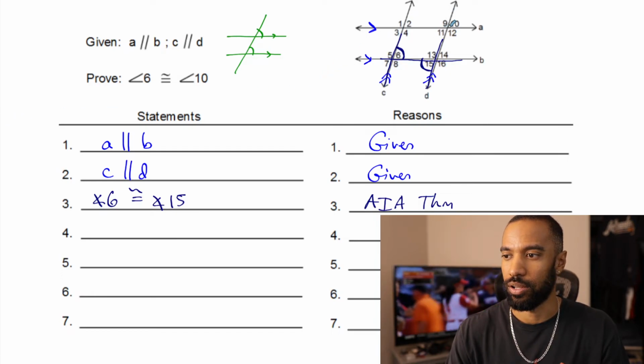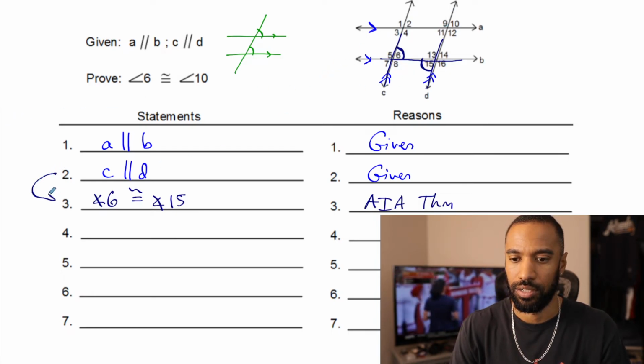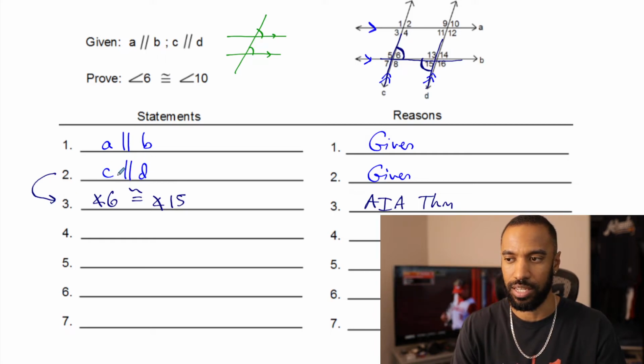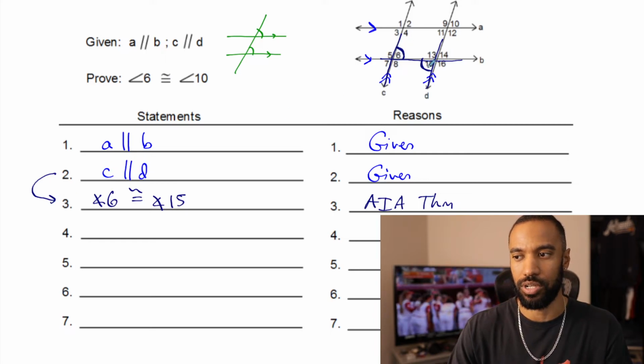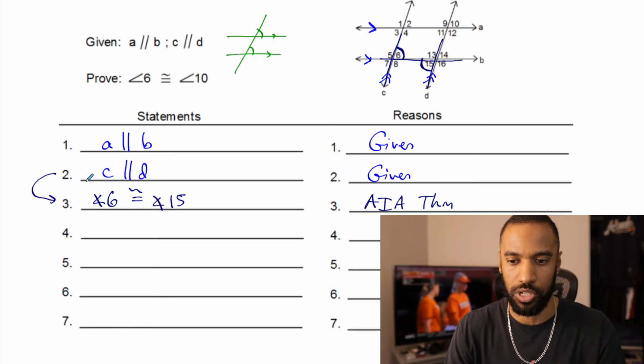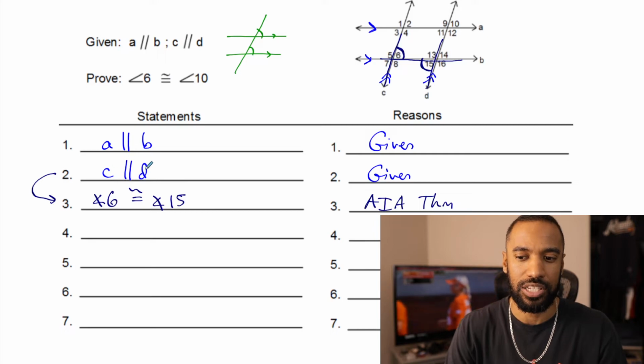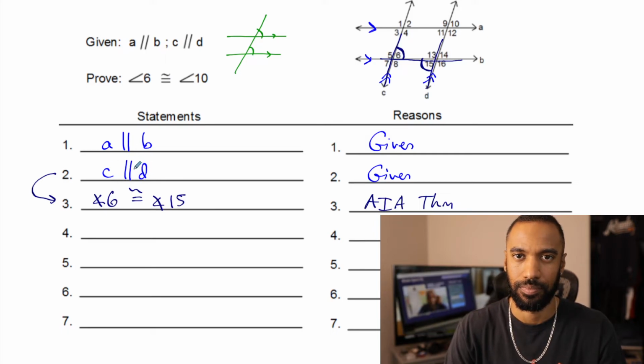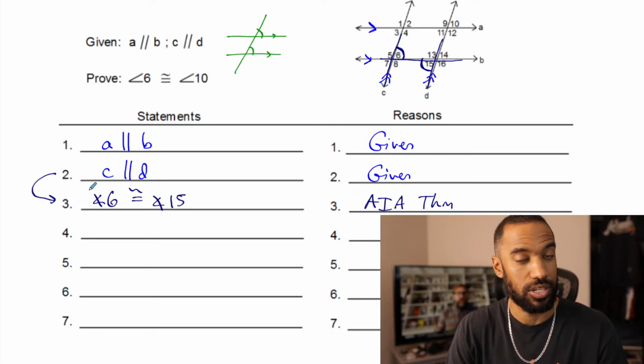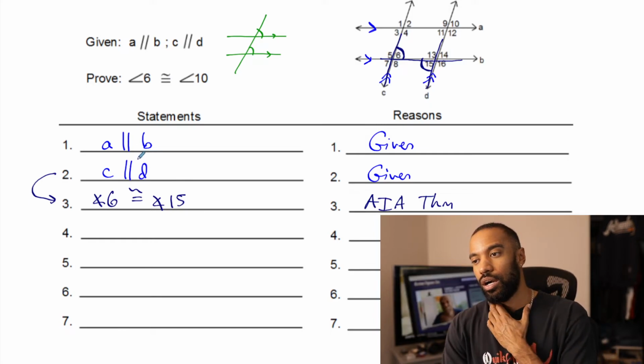Line C is parallel to line D. We know that. That's given. Because line C is parallel to line D, and because these are alternate interior angles, that makes them congruent with each other. This statement could not have been made unless it was given or unless I knew this. And because I know this, I can do that. Now, cool.